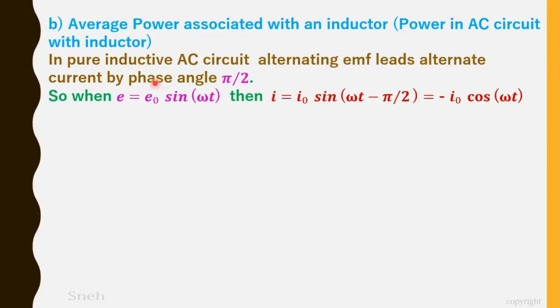Now let us discuss power associated with an inductor circuit, and we know that in a pure inductive circuit alternating EMF leads alternating current by phase angle pi by 2. So the equations we can write: E is equal to E0 sin omega t. As EMF is leading, current is lagging, so here there will be a minus sign, and I is given by I0 sin omega t minus pi by 2, which we can write as minus I0 cos omega t.